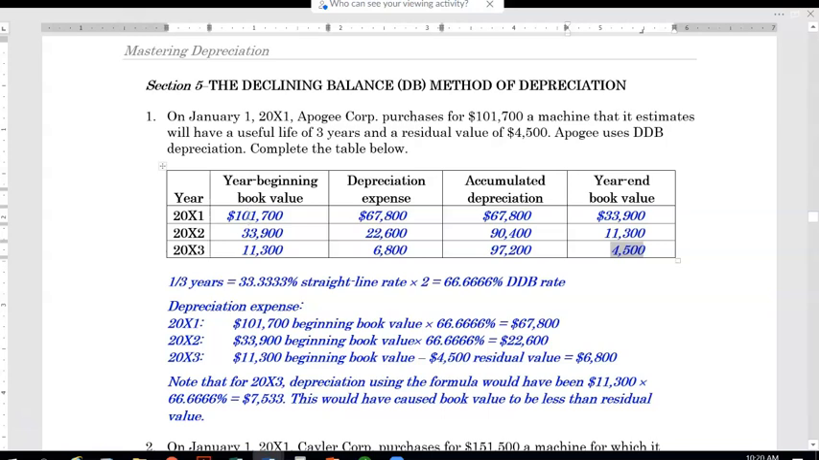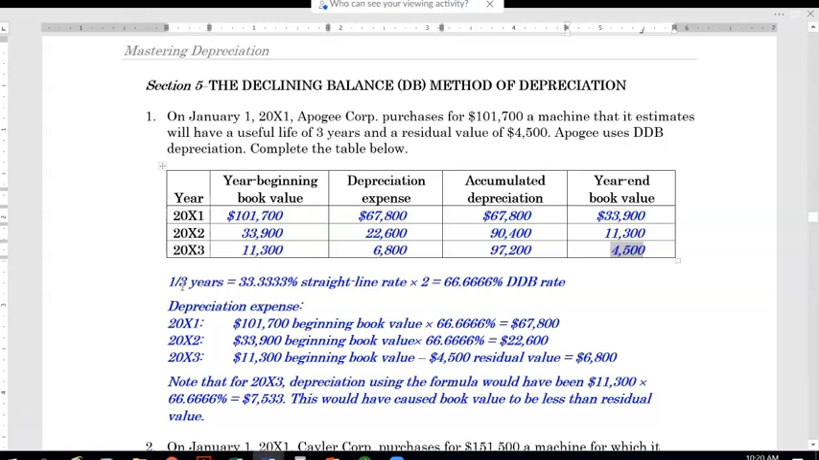In year 1 and 2, yes, you follow the calculation, but in year 3, doesn't matter what your calculation says, you just depreciate enough to stop at 4,500. Okay, just keep that in mind.